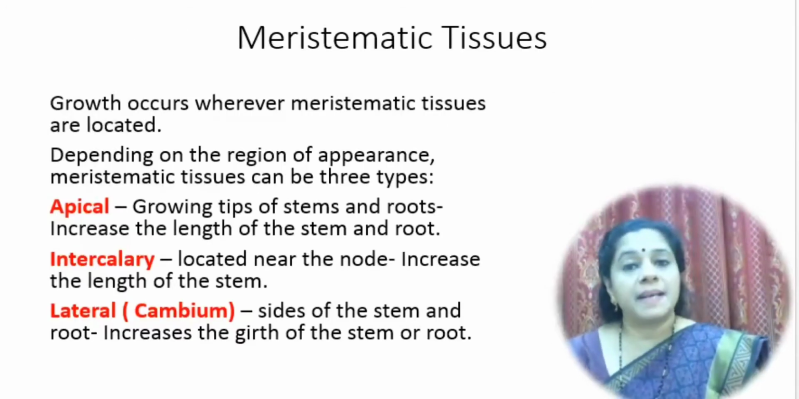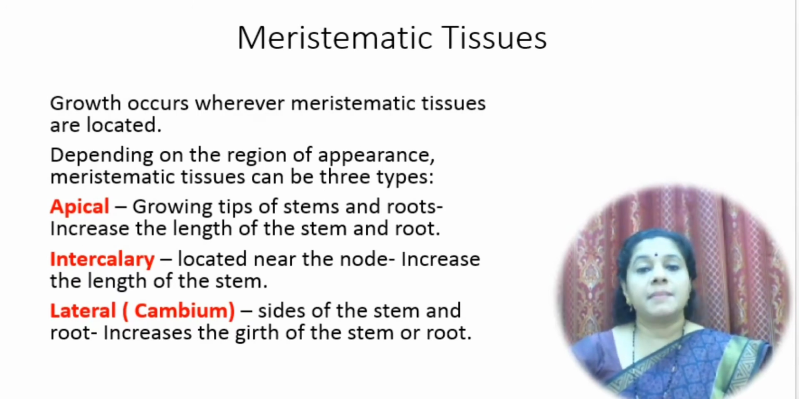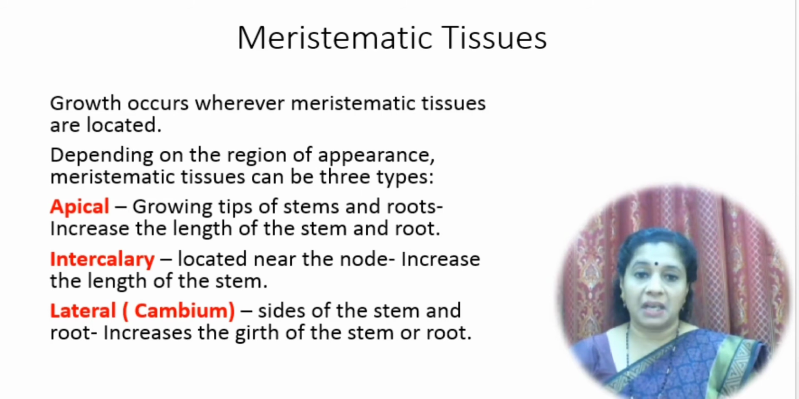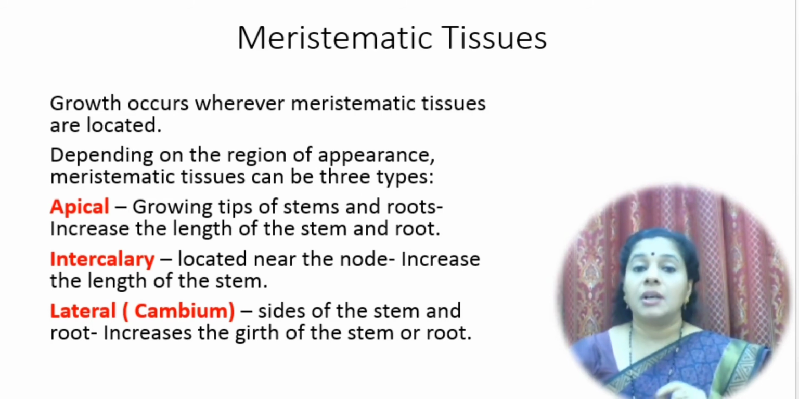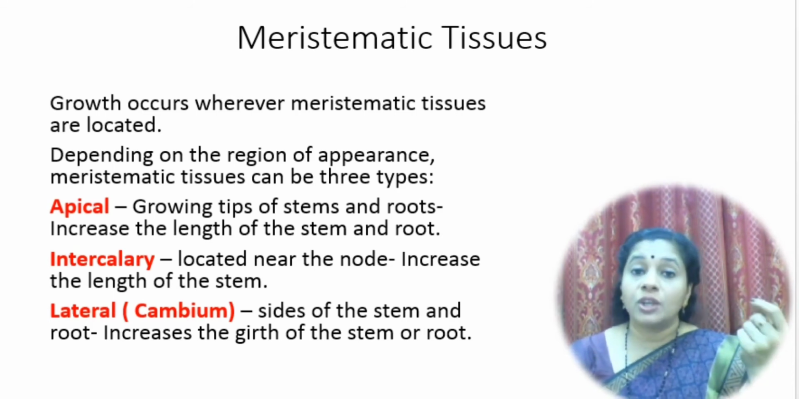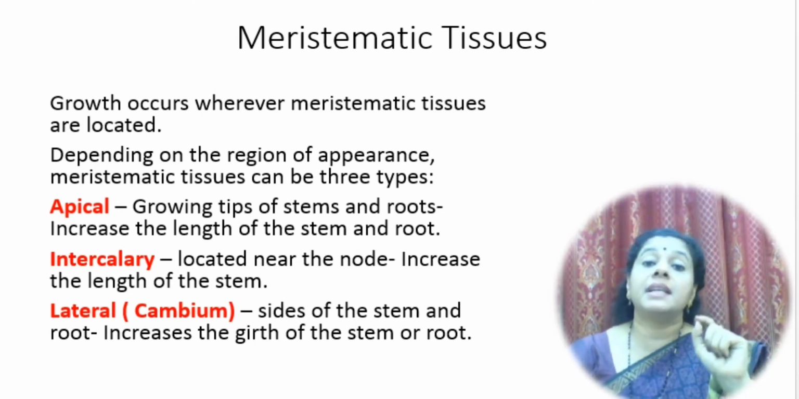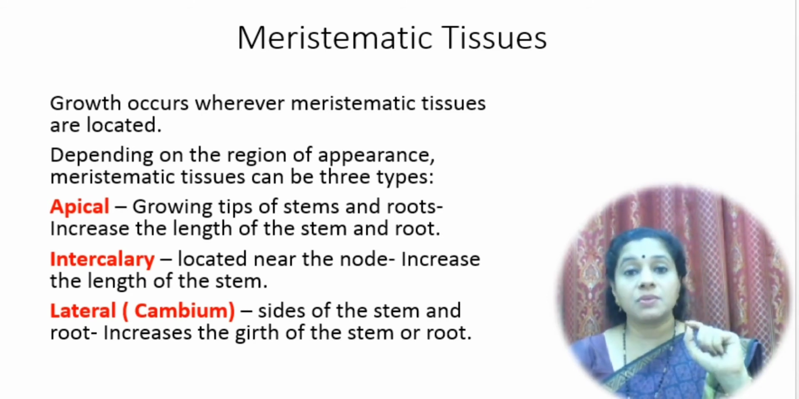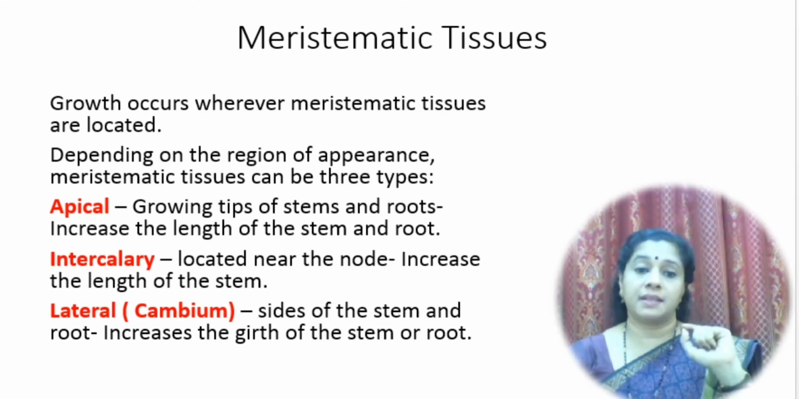Now let us discuss meristematic tissues in detail. Meristematic tissues are actually the tissues which constitute the growth of the plant. Just now we said growth occurs only at certain points in plants, or they have localized growth. So here, where are they growing? Wherever meristematic tissues are present. So meristematic tissues are the growing tissues of plants.